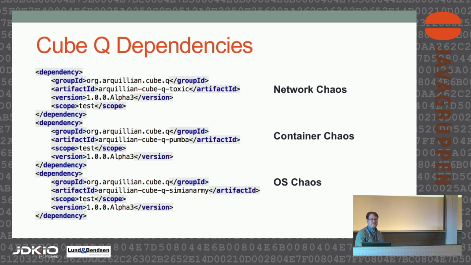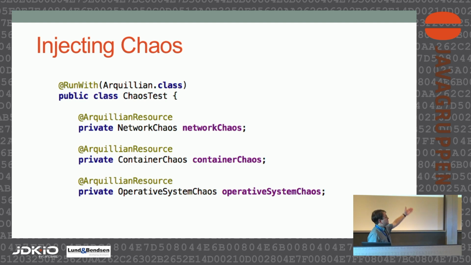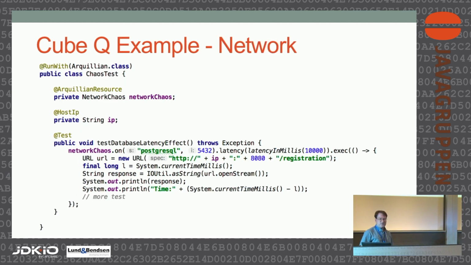So for pulling in these Q dependencies, you pull in the network one, the container chaos one, or the OS chaos one, depending upon if you're using all three, and then you simply inject the relevant objects for each one into your tests. And you can go about wreaking havoc by adding latency onto your connection to the database, for instance. What happens when the database connection is suddenly very slow, right? So now you can have a lot of fun with your tests.